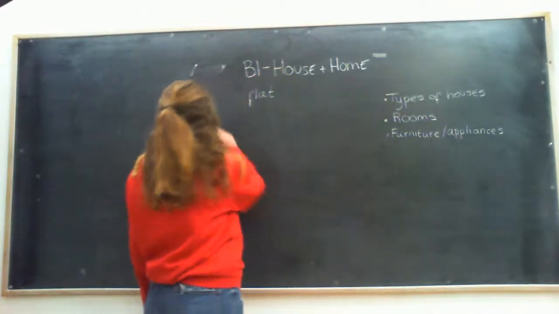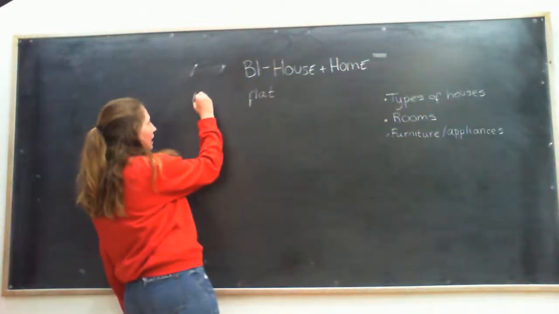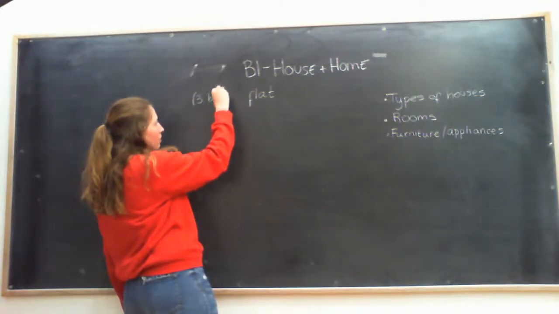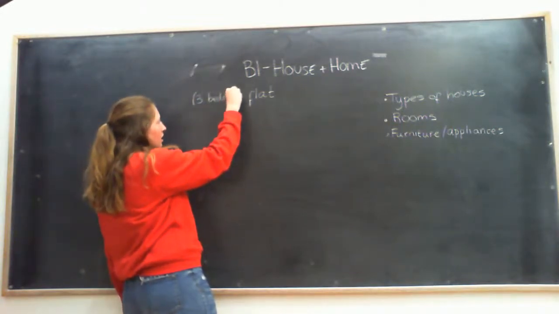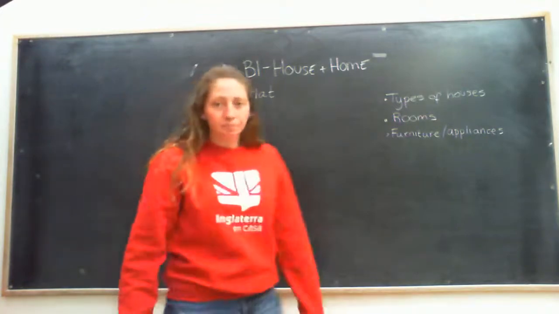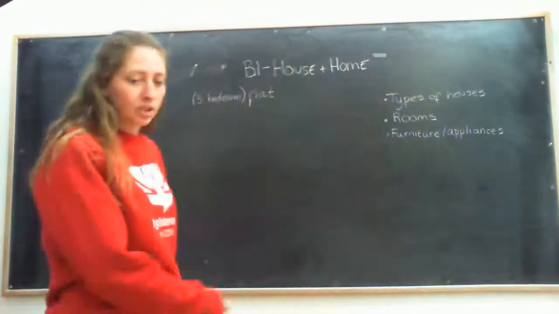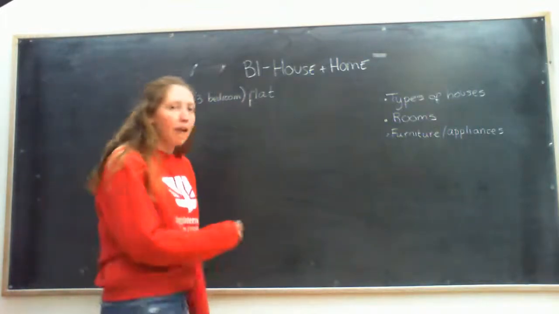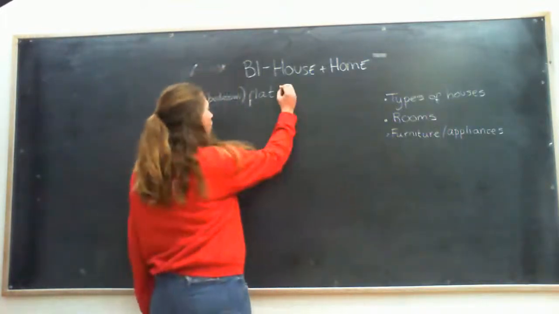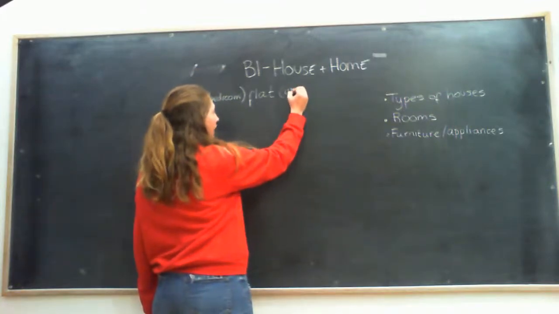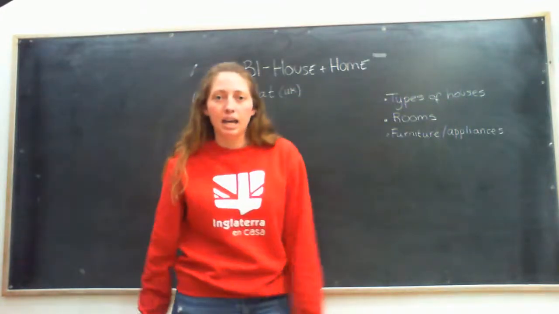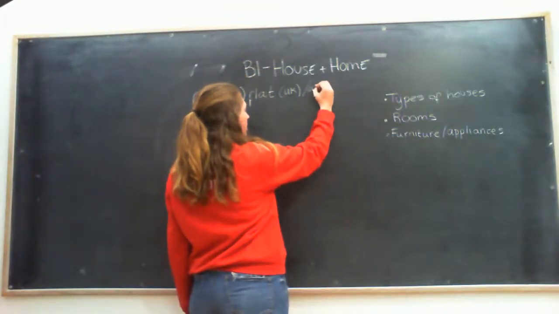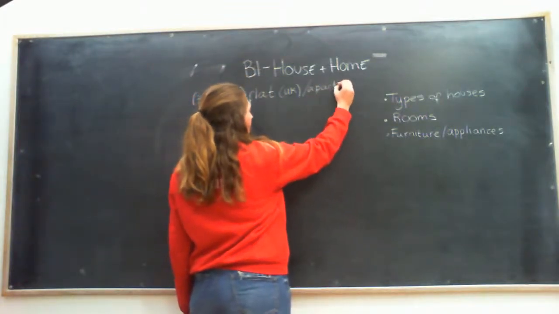So I can say I live in a 3-bedroom flat. Or, can you see that? Yeah. Or I live in a 2-bedroom flat. Now, flat is typical for the UK. That's generally what we say in the UK. However, in America and other parts of the world, they say an apartment.